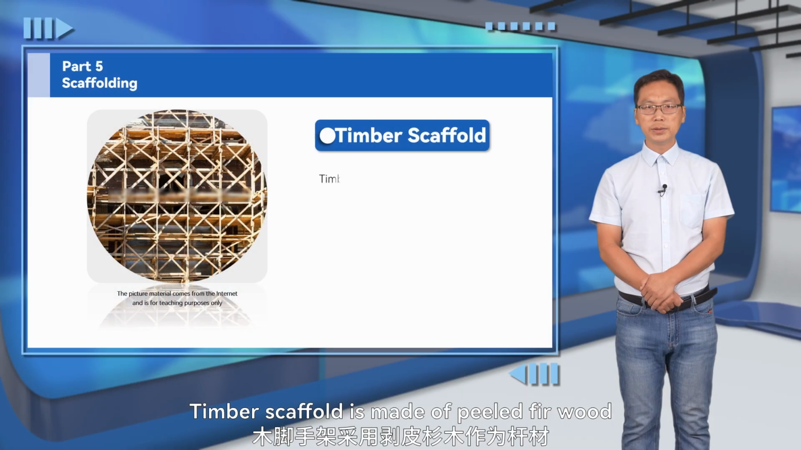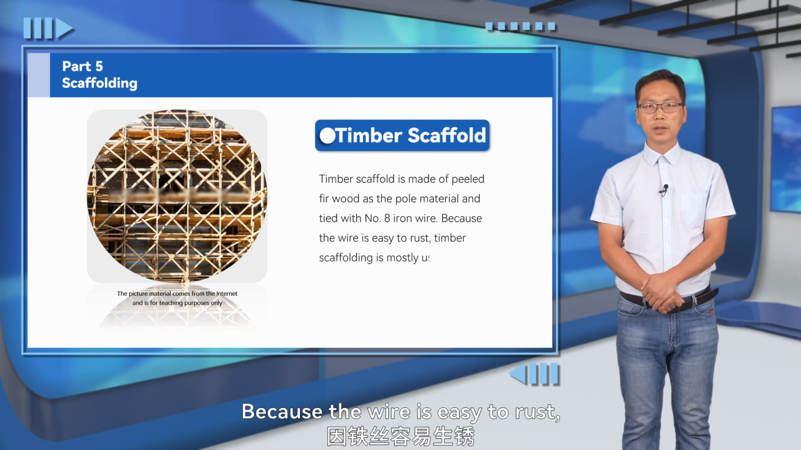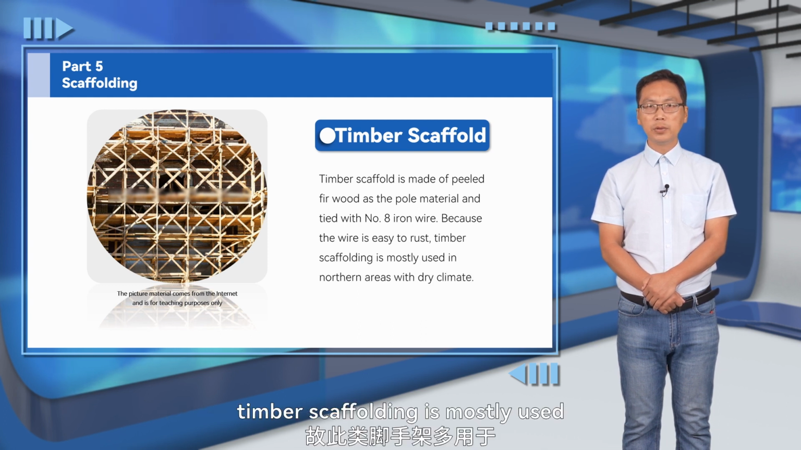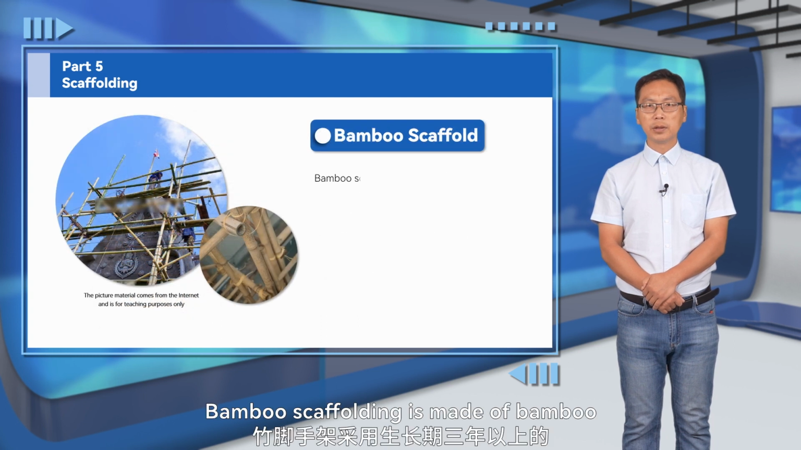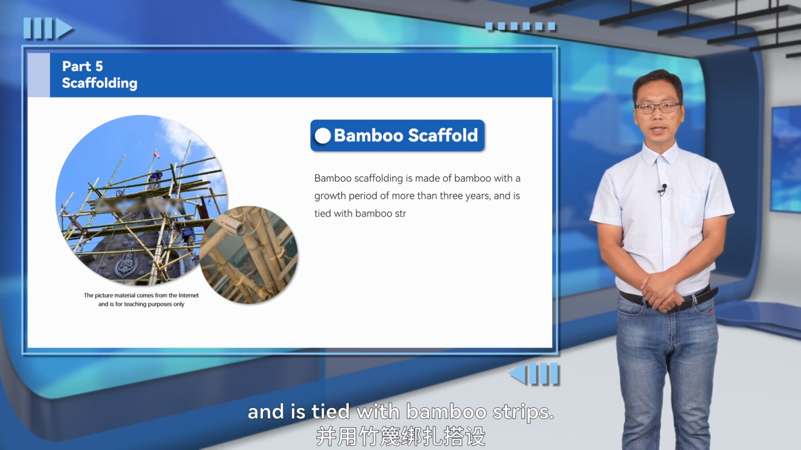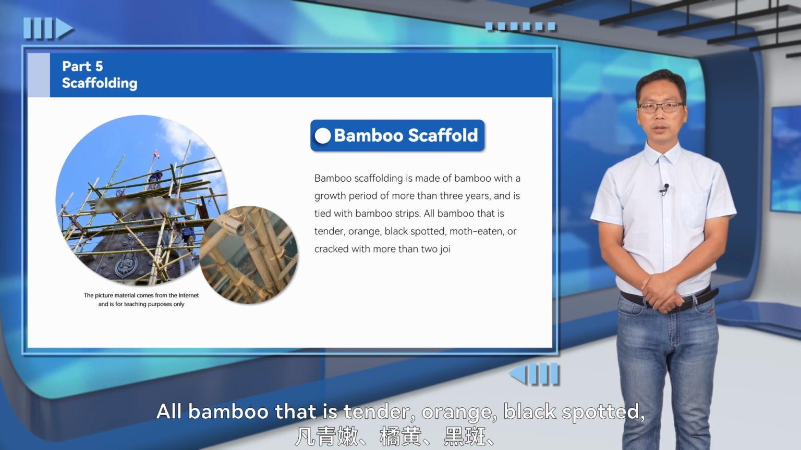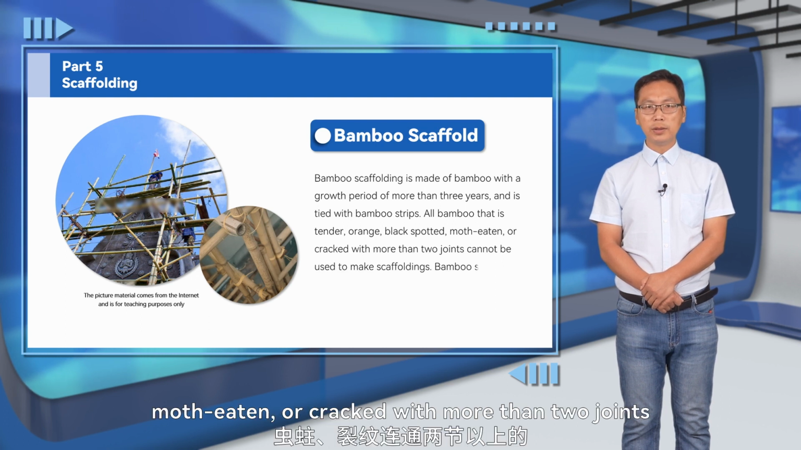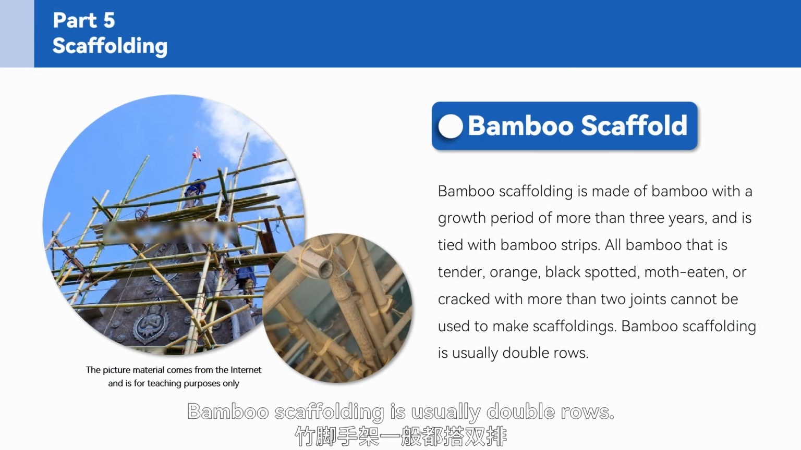Timber scaffold is made of peeled fir wood as the pole material and tied with number 8 iron wire. Because the wire is easy to rust, timber scaffolding is mostly used in northern areas with dry climate. Bamboo scaffolding is made of bamboo with a growth period of more than 3 years, and is tied with bamboo strips. All bamboo that is tender, orange, black spotted, moth-eaten, or cracked with more than 2 joints cannot be used to make scaffoldings. Bamboo scaffolding is usually double rows.